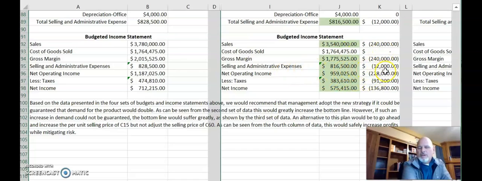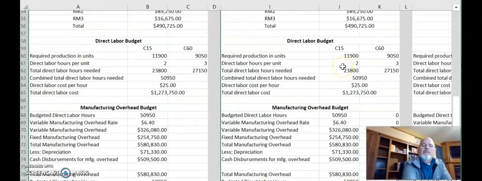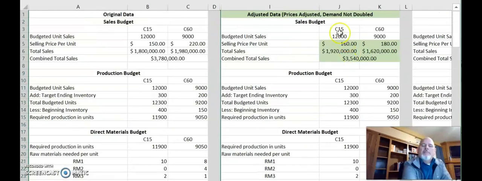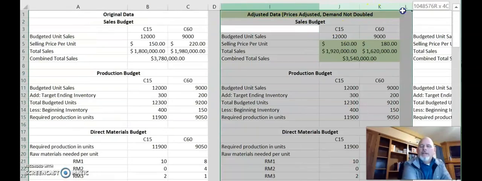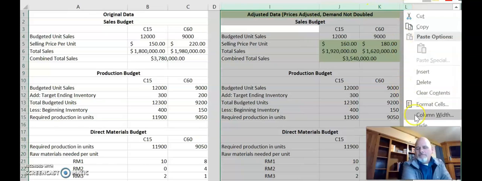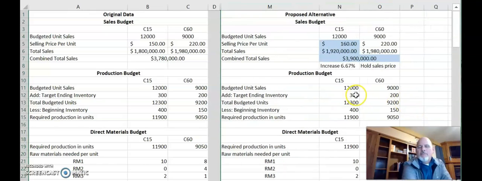The selling and administration would go down by $12,000. And so our net income would actually decrease by $136,800 in that approach. So that would be our extreme low. So then we said, well, okay, what would be a happy medium if we looked at this? It would be low risk, but we'd still get some bang for our buck.